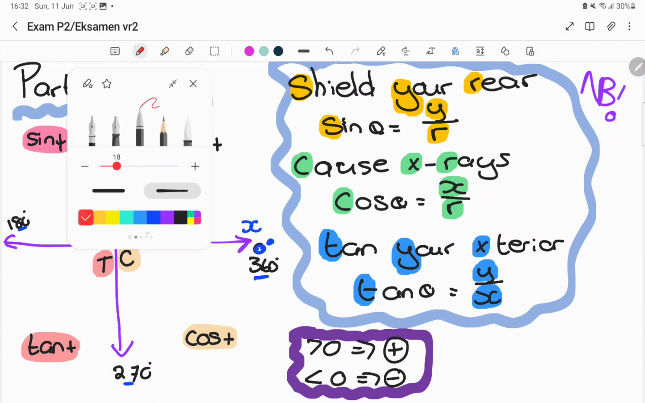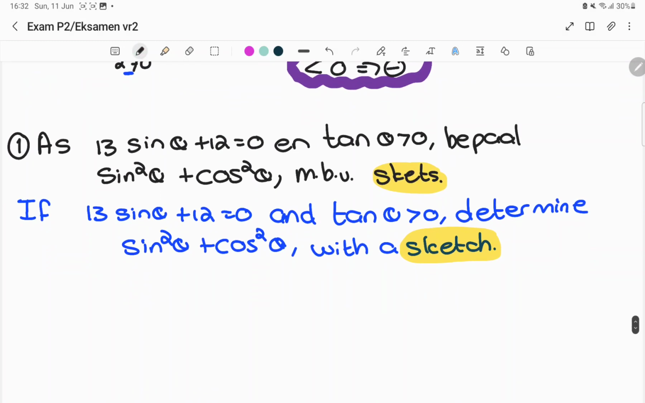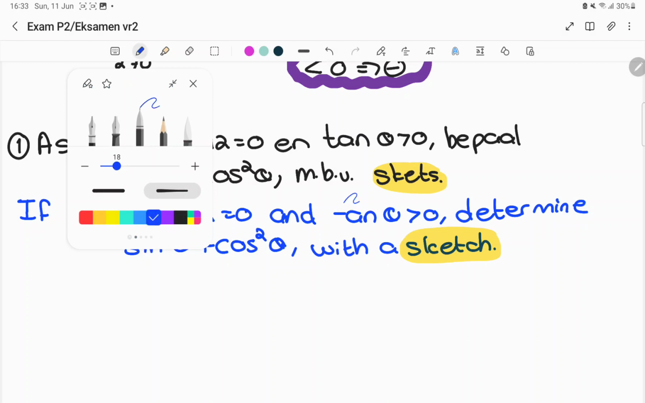Alright, now let's look at how a question will look. So the question will say, if 13 sine theta plus 12 is equal to 0, and tan theta is greater than 0, determine the following with a sketch. If the word sketch stands there, you know this is what you have to do. This is the type of question. Even if it doesn't say it, you still see that there's a bit of extra information. However, the moment you see that it says with the help of a sketch, you know this is what you have to do.